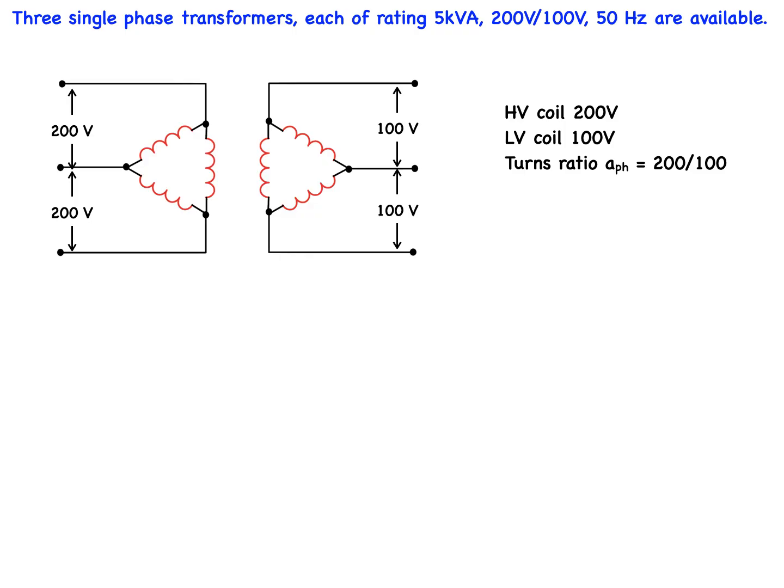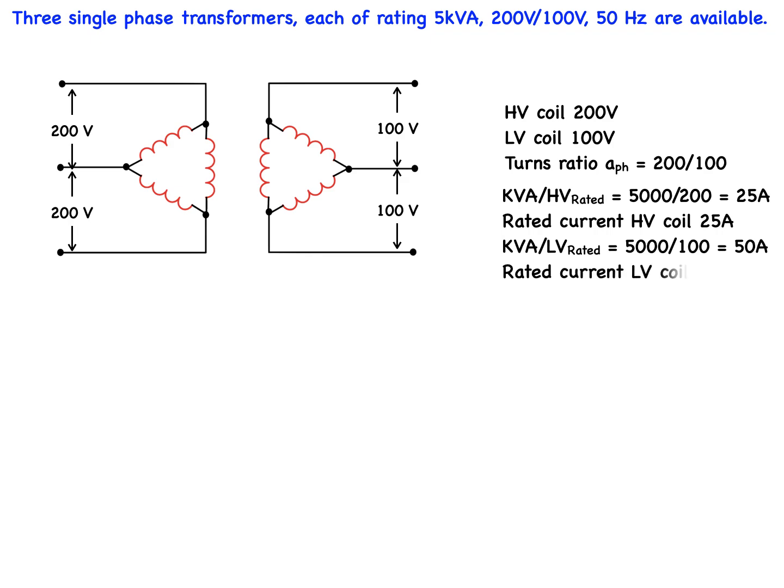The rated current of each high-voltage coil is equal to the kVA divided by the high voltage across the winding, which is 5,000 divided by 200, which is equal to 25 amps. Using the same logic, the rated current of each low voltage coil is 5,000 divided by 100, or 50 amps.